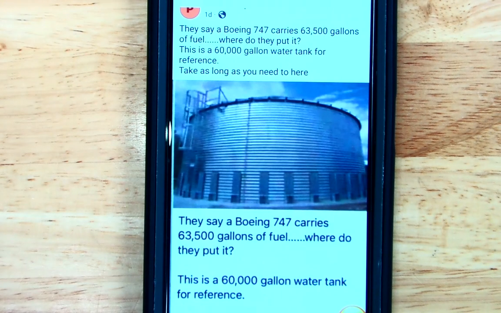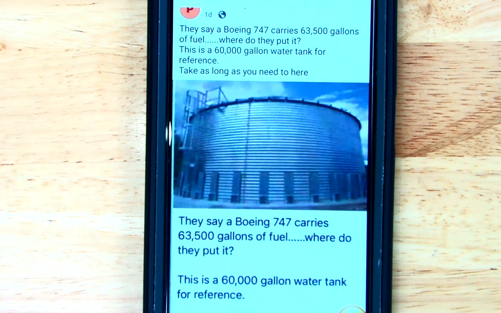So as they say, a Boeing 747 carries about 63,500 gallons of fuel. Where do they put it? This is a 60,000-gallon water tank for reference. Does that seem right? First of all, can you believe everything that you see? Absolutely not. So for me, I looked at this and I'm like, that can't be right. That can't be right. And then I thought, you know what? This is a perfect graphing calculator problem.